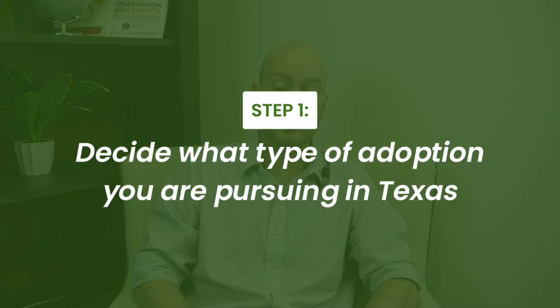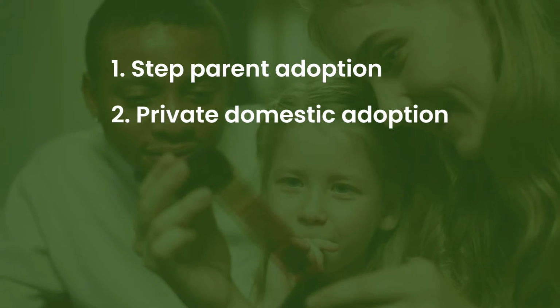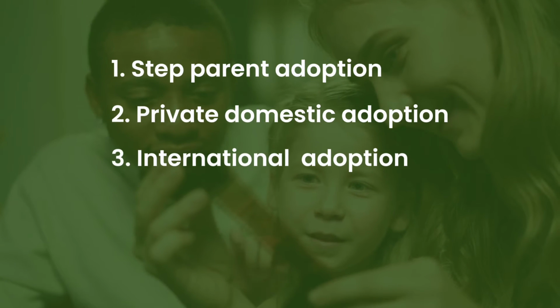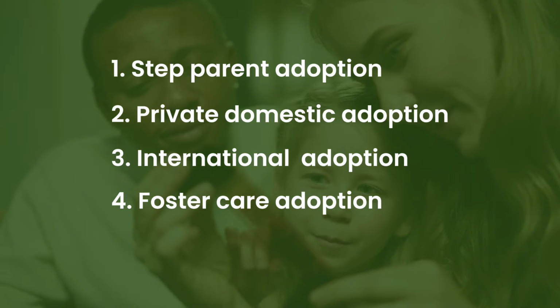Step 1. Decide what type of adoption you are pursuing in Texas. There are several paths to adoption: step-parent adoption, private domestic adoption, international adoption, foster care adoption, or an adult adoption. Each path has different requirements and timelines, so the first step is knowing which process applies to you.